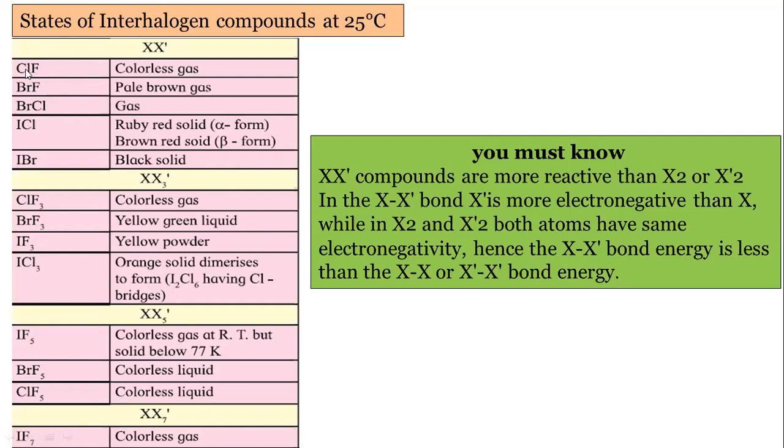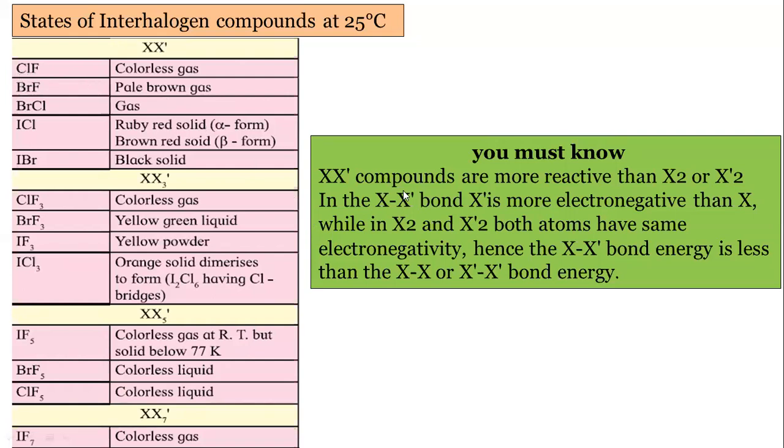The question can be asked in the examination: which of the following is more reactive? They will give ClF and they will give Cl2, or they can give F2. So remember, the bond energy required to break this bond is very less, so it can react very fast. Reactivity is very fast. When the bond is easily broken, they are reactive. When the bond is not easily broken, meaning the bond dissociation energy is more, they are not reactive.